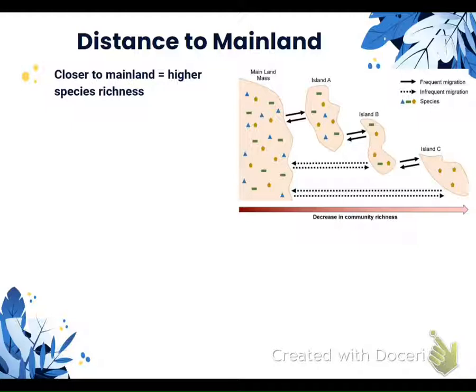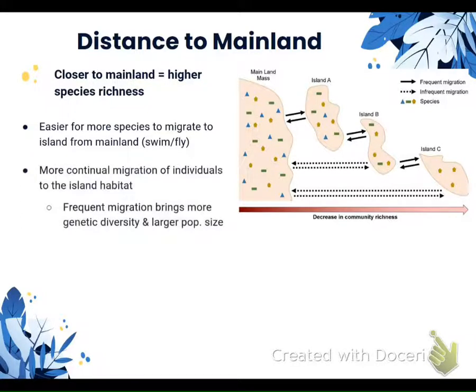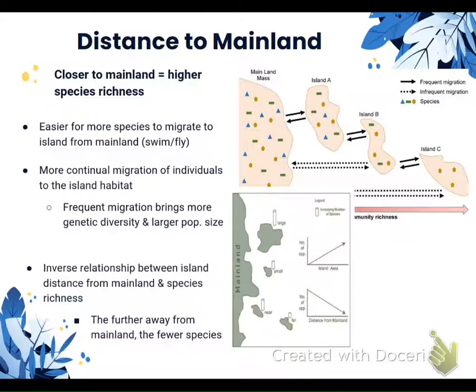However, sometimes species will be able to get there from island to island to island. Even so, it's going to have fewer and fewer species the farther away it is. Why? Because it's harder to travel that distance. If there are more migrations to the island habitat, there's going to be more diversity and larger population size. Again, there's an inverse relationship between island distance and the richness of the number of species that live there. The farther away, the fewer the species.